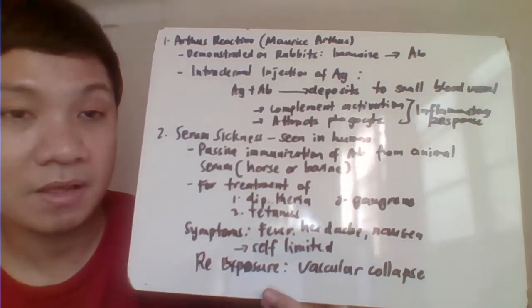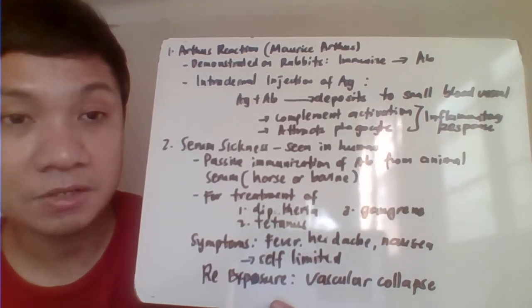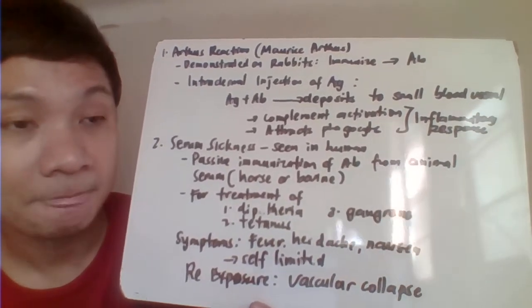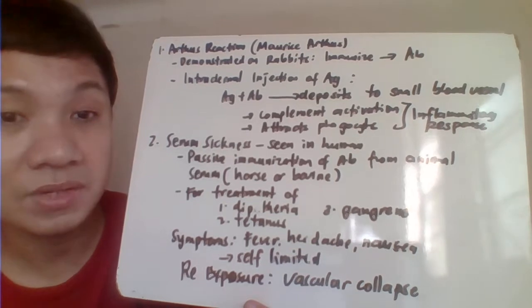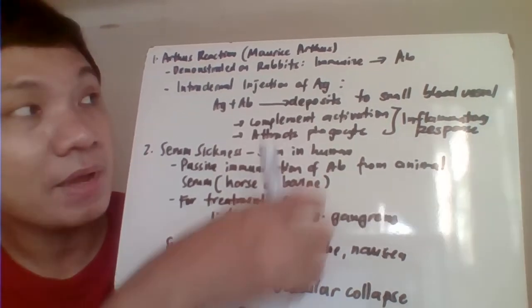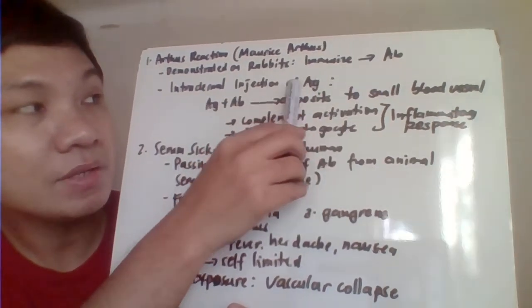Then because of the injection, the rabbit tried to develop an antibody. And then you try to inject an antigen since the rabbit has already an antibody. Then you try to inject the antigen.